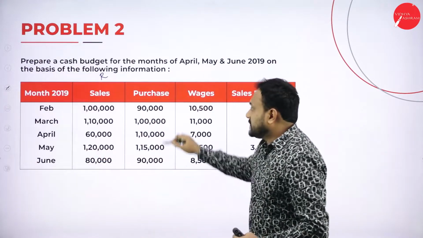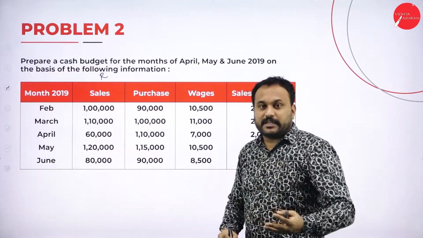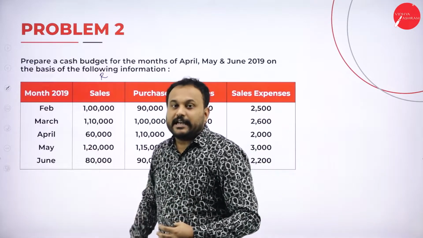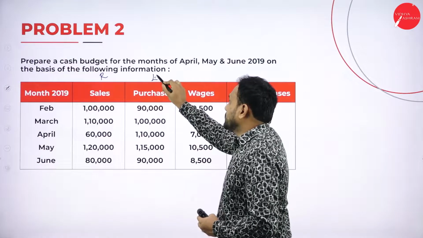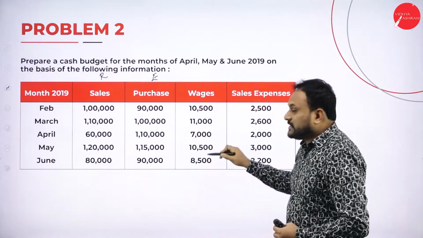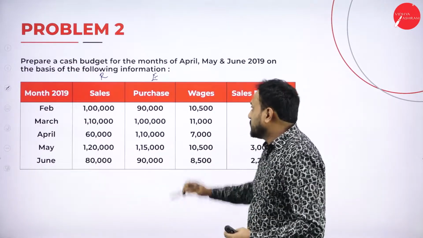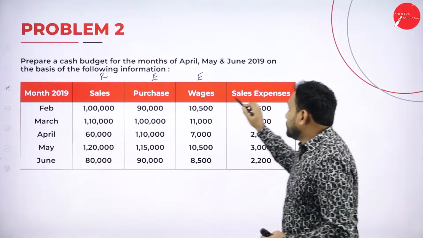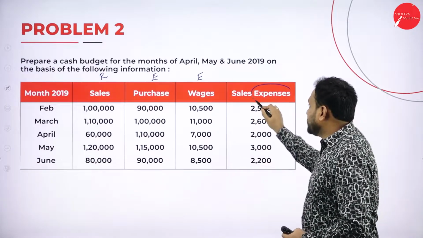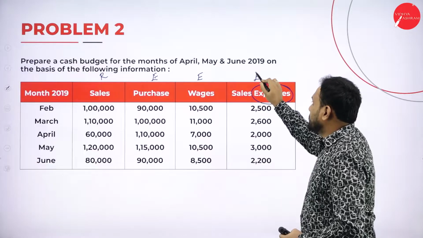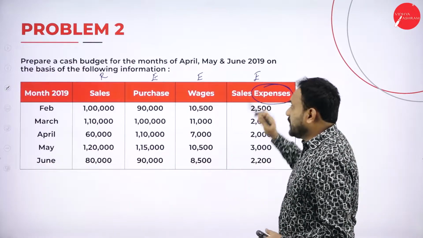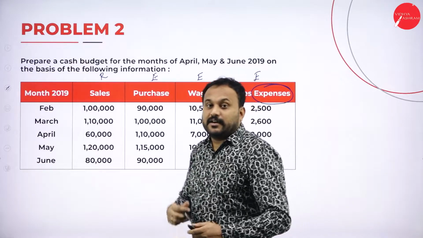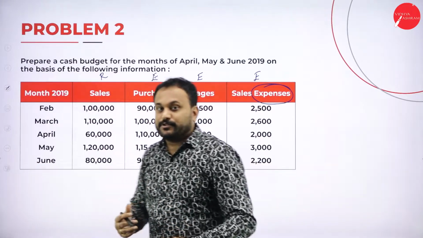Now here, purchases. I've purchased something, now I need to pay money. So this is expenses or payment. Wages is again expenses. Done. Now, sales expenses, they have only said the word expenses. So we have 1 receipt and we have 3 payments. Let's check the entries here, how we are supposed to go.